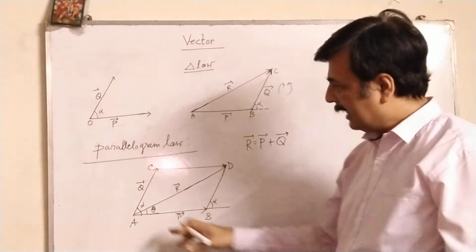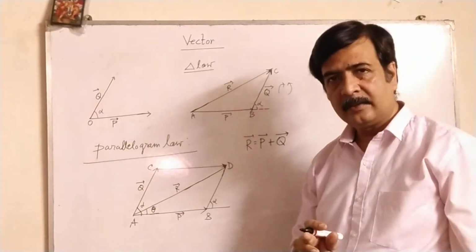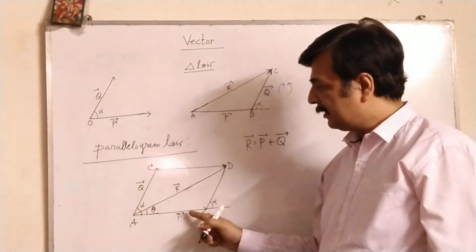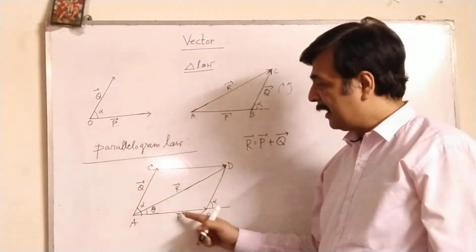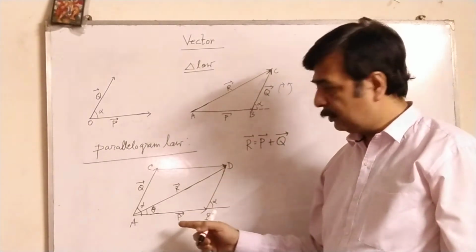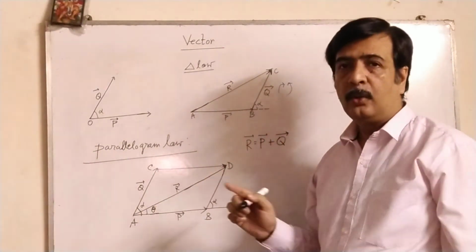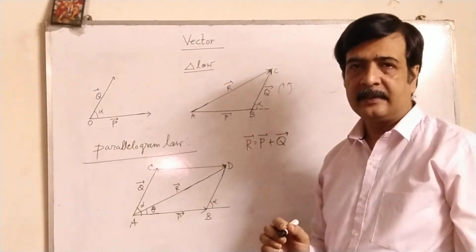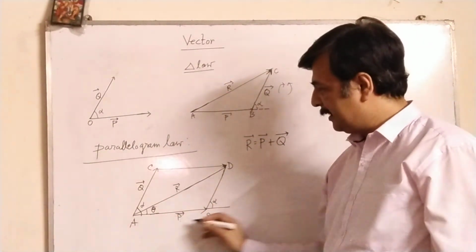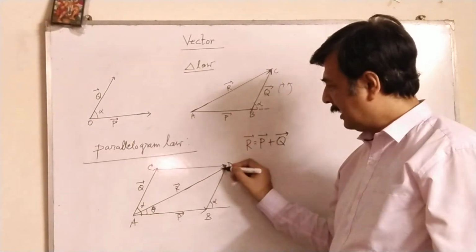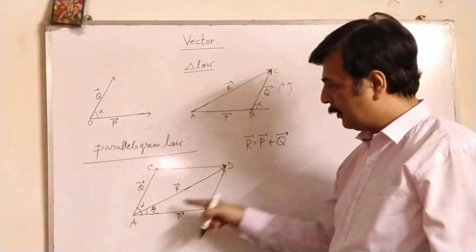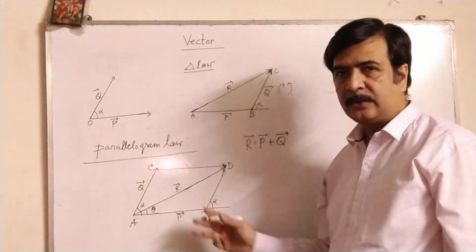And at an angle alpha, in magnitude and direction, if two vectors acting at a point can be represented by the two adjacent sides of a parallelogram in magnitude and in direction, then the diagonal drawn through this point, that is AD, will represent the resultant vector in magnitude but in opposite direction. So here direction of P is this, direction of Q is this, but direction of R is this. So again P and Q are anti-clockwise, and here R is in the clockwise direction. So this is the parallelogram law.